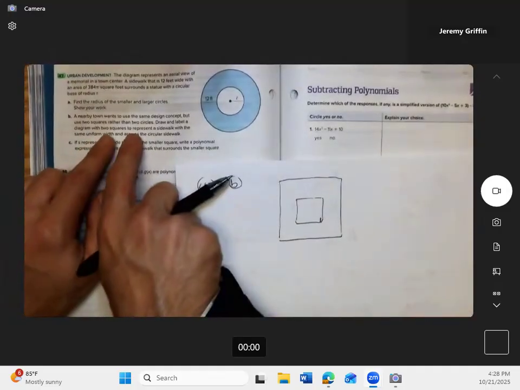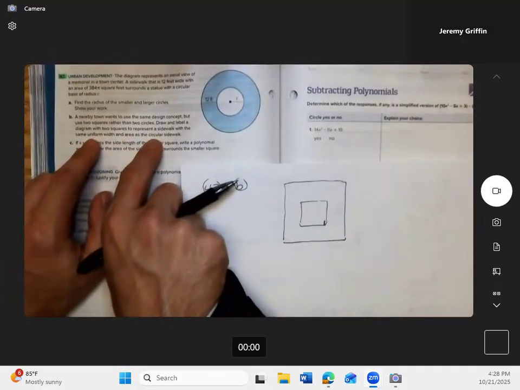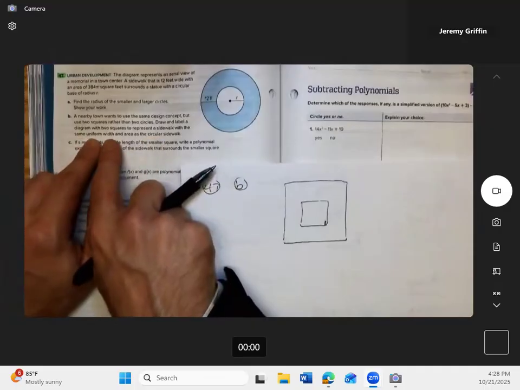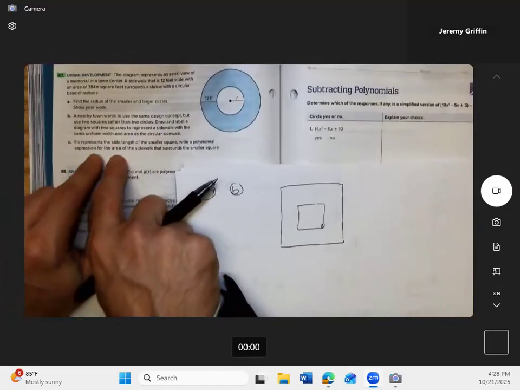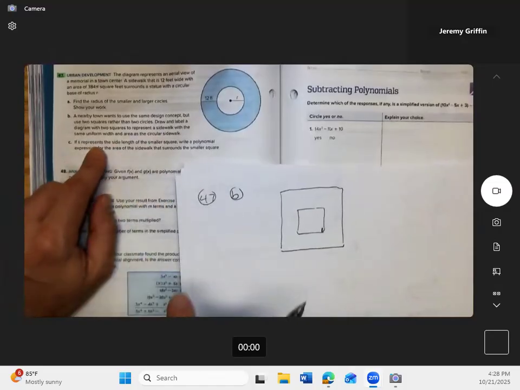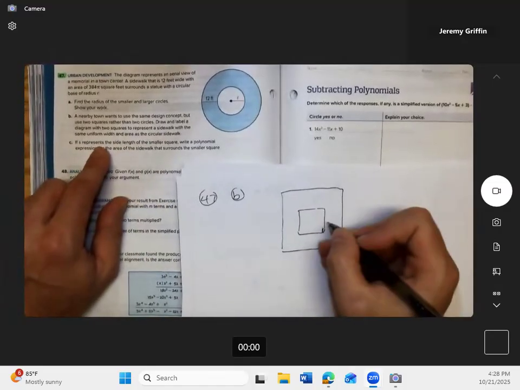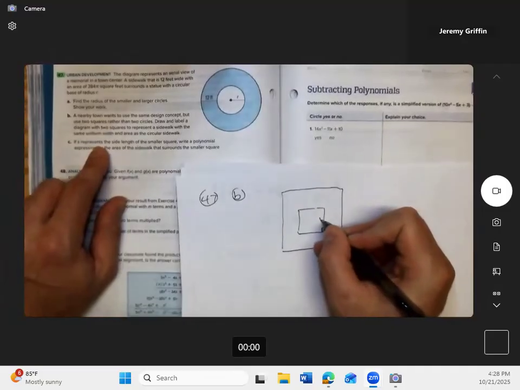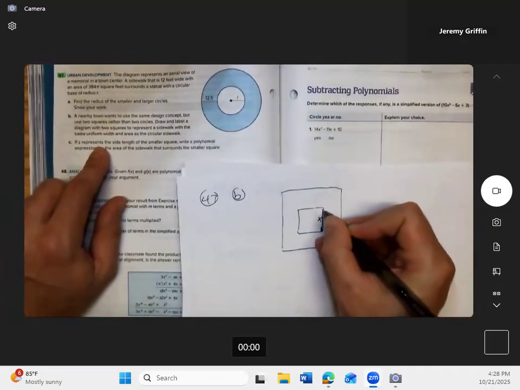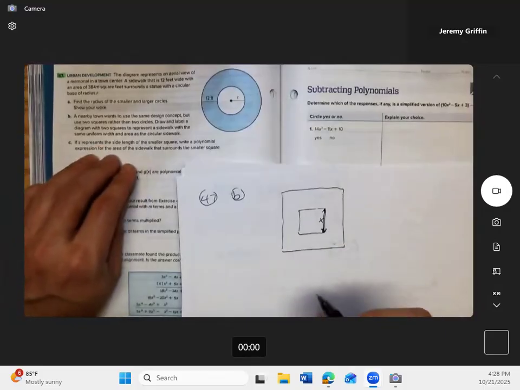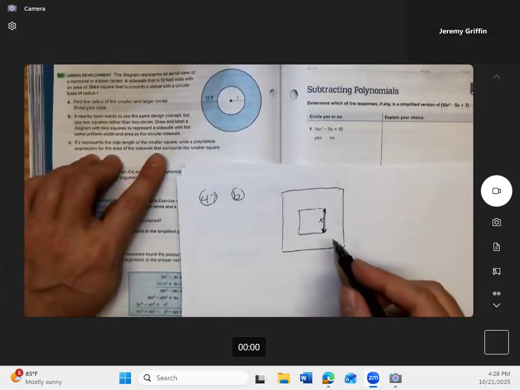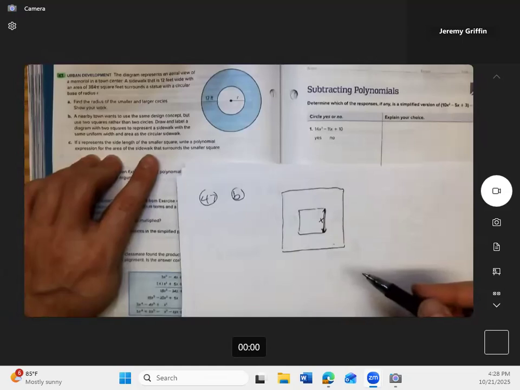Draw and label a diagram with two squares to represent a sidewalk with the same uniform width and area as a circular sidewalk. And then question C says, let S represent the side length. I'm going to change that to X, kind of like I did before. So X is the side length of the smaller square. Write a polynomial expression for the area of the sidewalk that surrounds the smaller square.